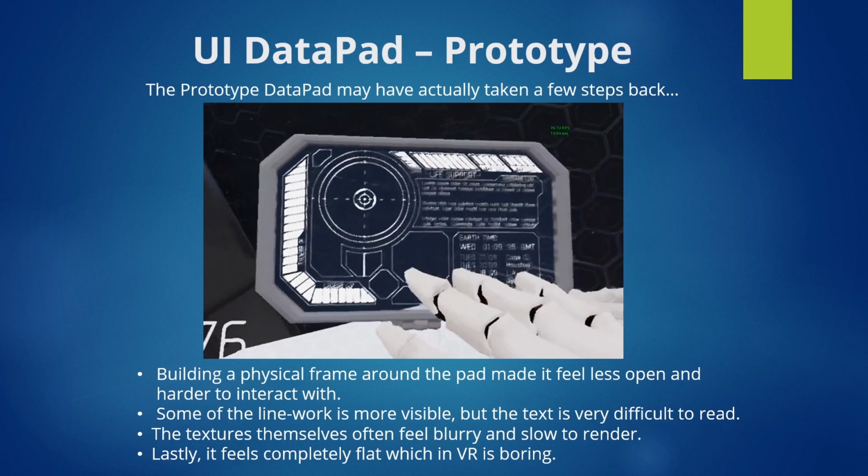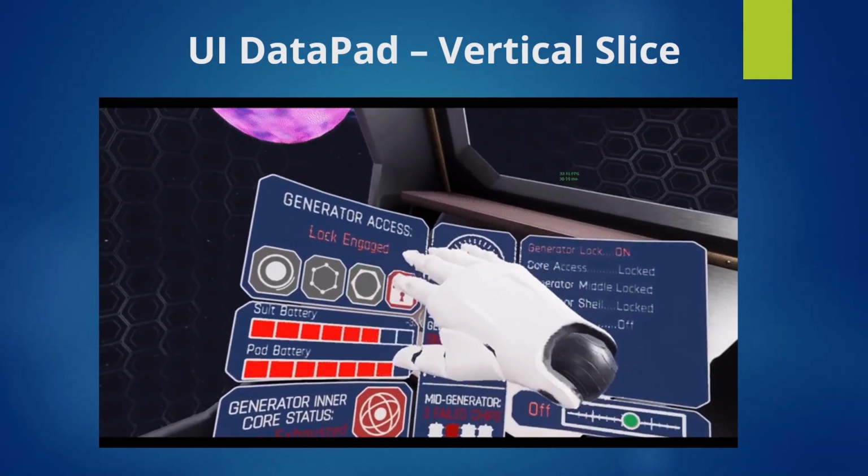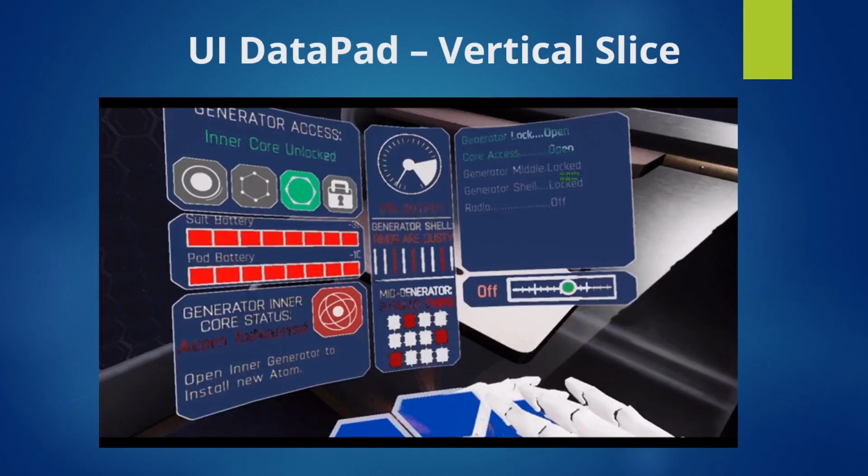I may have actually taken a few steps back here. Building a physical frame around the pad made it feel less open, and it was harder to interact with. Some of the line work is more visible, but the text is very difficult to read. The textures themselves often feel blurry and slow to render. Lastly, it feels completely flat, which by no means takes advantage of what VR has to offer. So I made some pretty radical redesigns and changes in vertical slice.